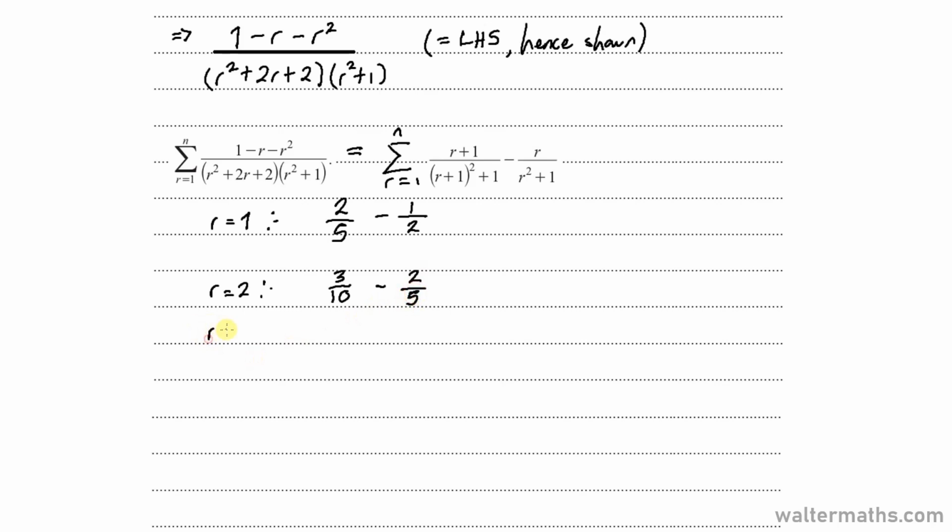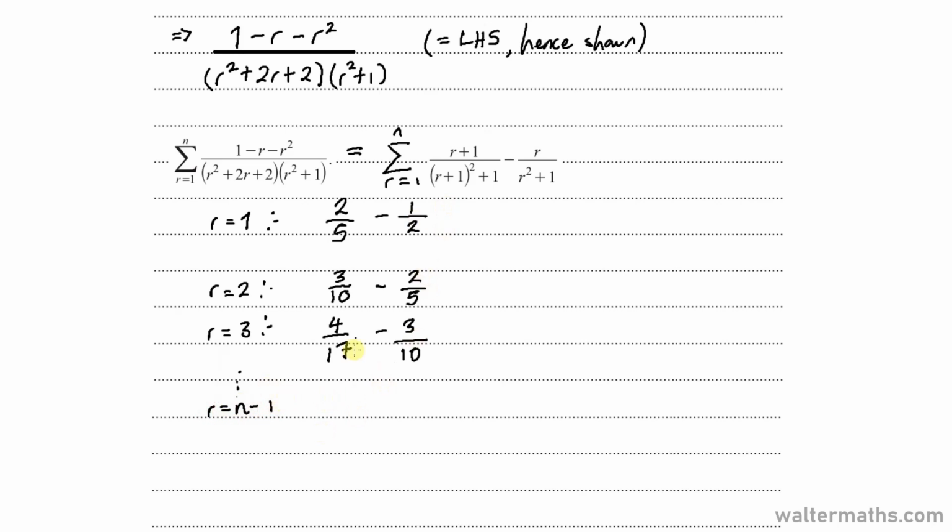Then for r being equal to 3, we are going to get 3 plus 1, that's 4. And that's 4 over 3 plus 1, that's 4, 4 squared, 16, 16 plus 1, 17. Then that's minus, and here we're going to get 3 over 3 squared plus 1, which is 10. So we continue going, and then we reach the term r is equal to n minus 1.